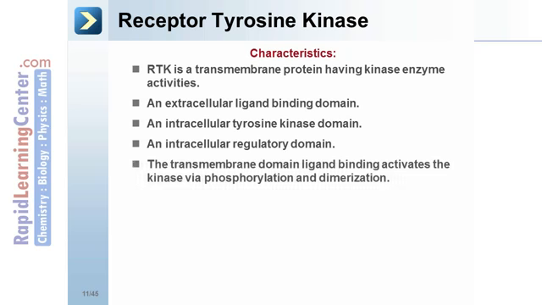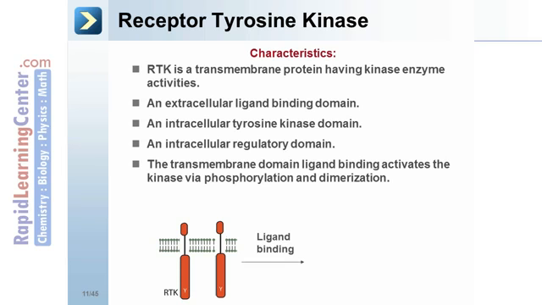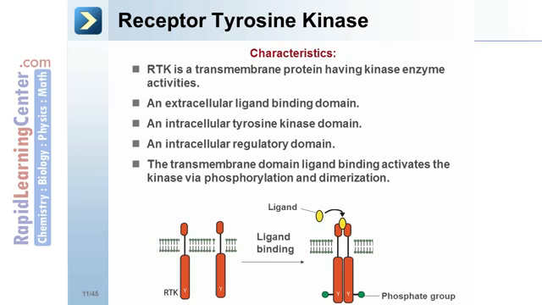The transmembrane domain ligand binding activates the kinase via phosphorylation and dimerization. Notice in this schematic, this is RTK binding a ligand. It forms a dimer and is phosphorylated. This is the activated form of the RTK.